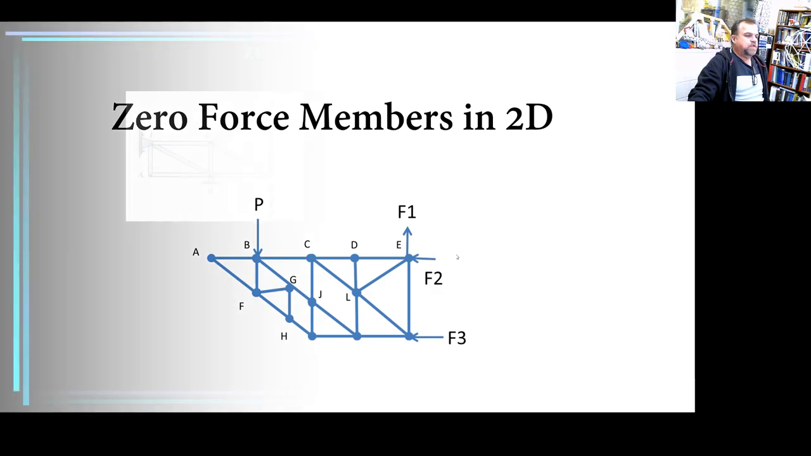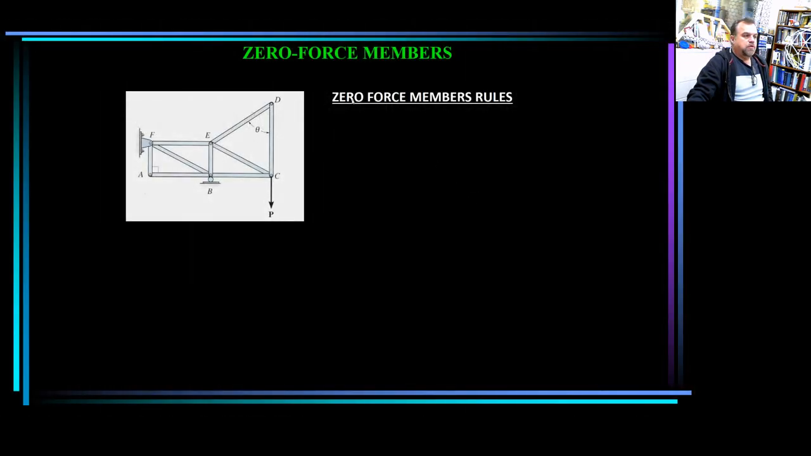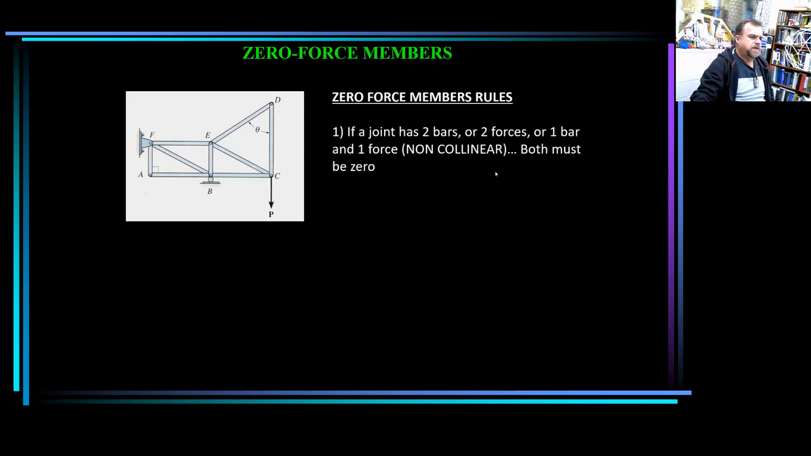But there are two rules for zero force members in 2D, which are still going to apply for 3D, because every time I find a plane, I'm back in 2D if all the members are in one plane. The first rule says: if in a joint there are two bars or two forces, or one bar and one force, and they are non-collinear, both must be zero.